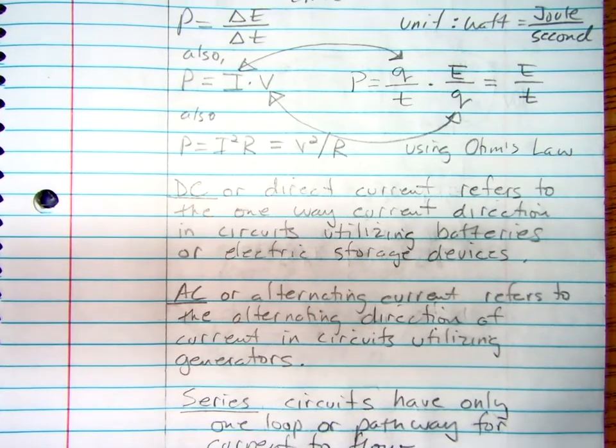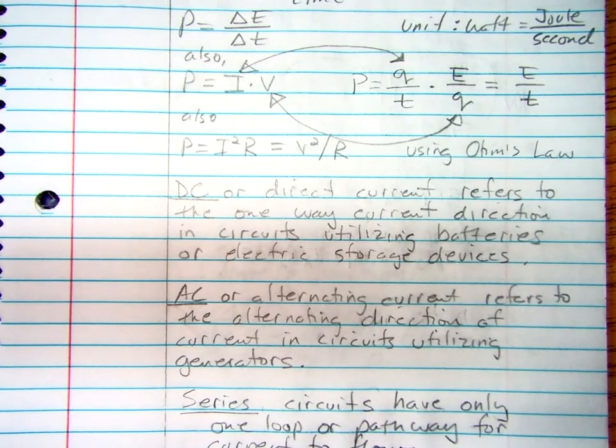Alright, you do need to know what a DC and an AC circuit is. DC circuits are circuits where the current goes in one direction, and those are the types of circuits you have when you use batteries or charge pumps. AC circuits, typically we think of those as the current moving through a circuit that is from a generator.